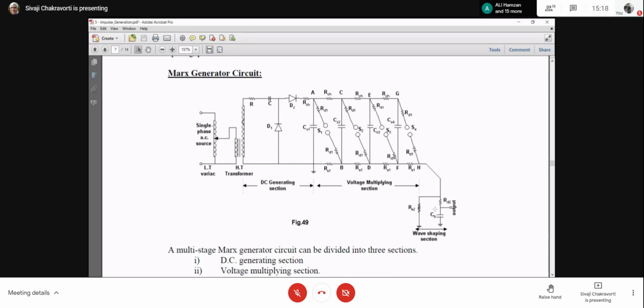Generally, these are inside, and we cannot control them from outside. What we can control is only this lump parameter, which is outside the generator, so that we can disconnect this resistance and connect a new one. Like that, we can use different values of resistance and adjust the time constant. So that's why this right bottom side is written as wave shaping section.